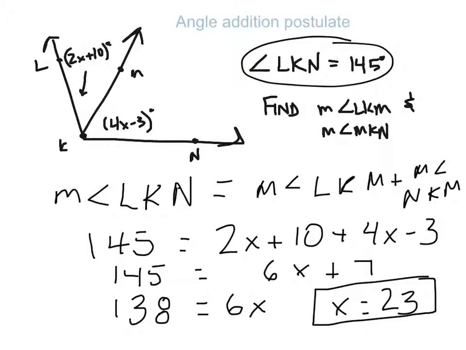The question did not ask us to find x. The question asked us, actually, if we look back, to find the measures of these angles. So what we have to do now is we take our 23, and we're going to plug it back in up here. 2 times 23 is 46, plus 10 is 56.